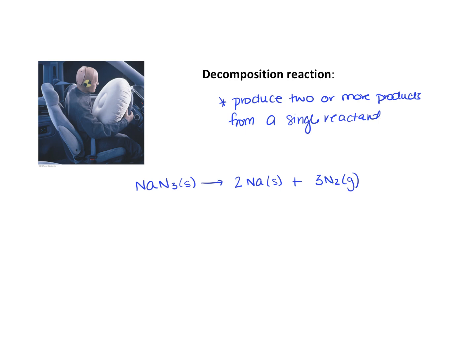Let's look at another example. Another good example is calcium carbonate. Calcium carbonate, when you heat it, remember the triangle stands for heat, it'll form calcium oxide and carbon dioxide gas. And so again, we have one reactant and we have two or more products, and that's a decomposition reaction.